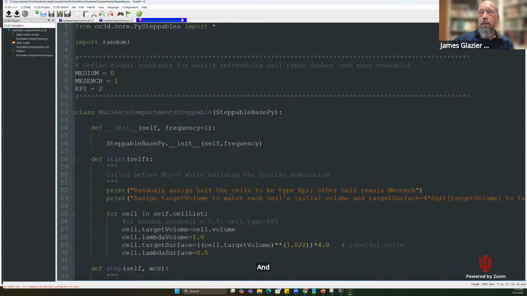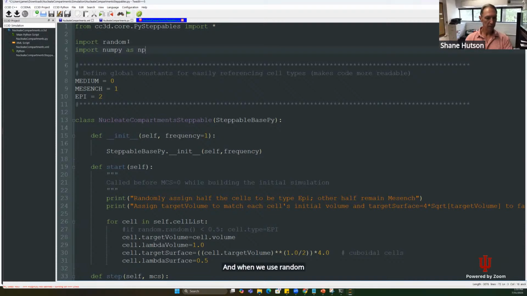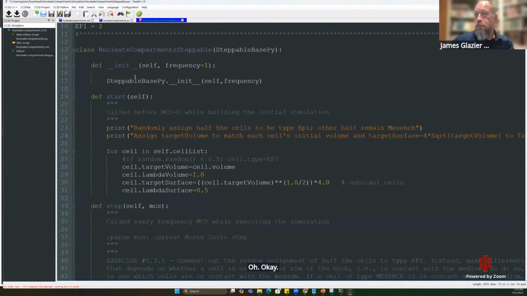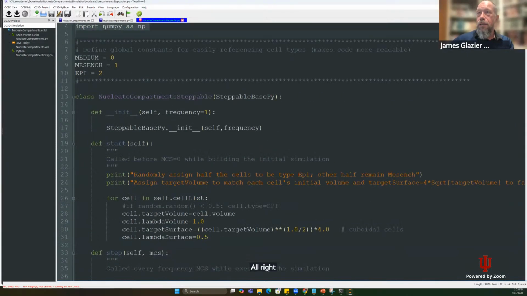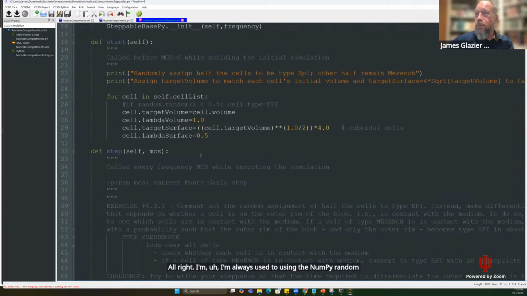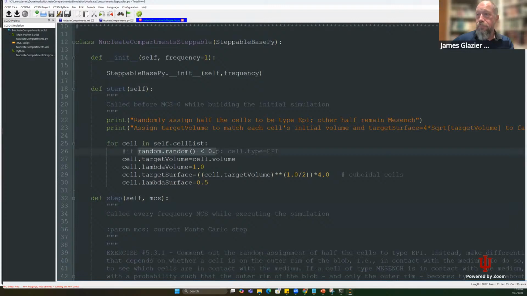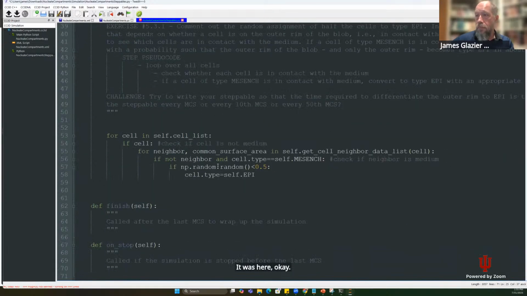And I think numpy is numpy. I mean, we used random before, didn't we? Yeah, we were using random.random before. Okay. Well, then I don't need to do that. All right. I'm always used to using the numpy random function. So let's see, where was that? It was here. Okay. So we won't use the numpy one.